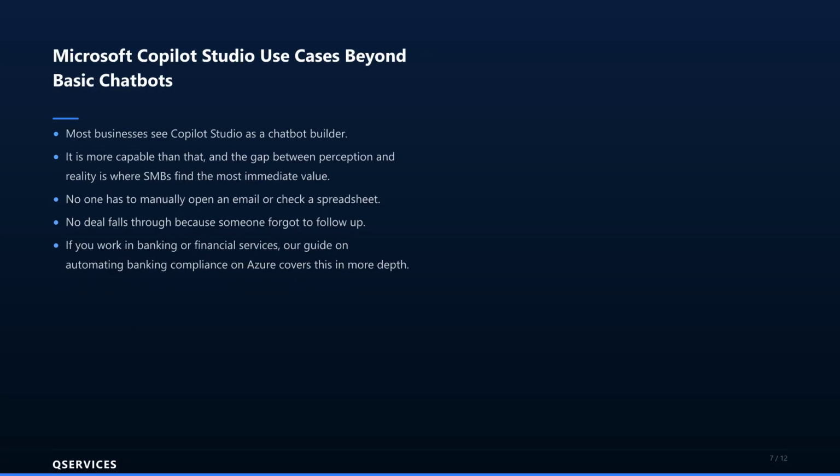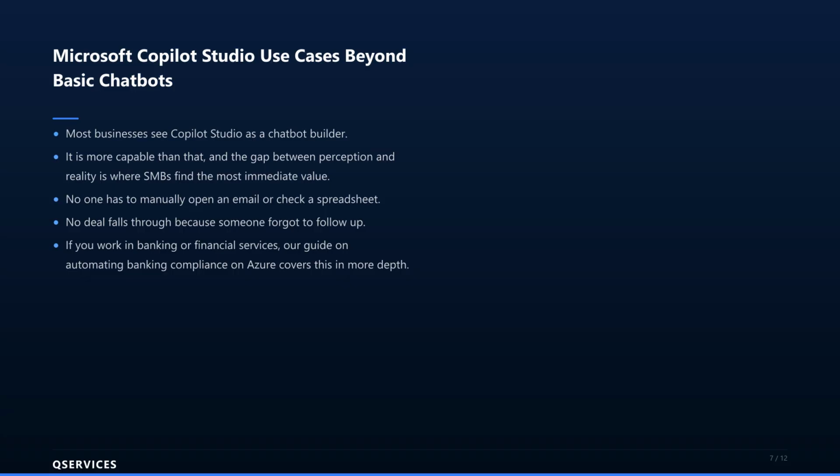Microsoft Copilot Studio use cases beyond basic chatbots. Most businesses see Copilot Studio as a chatbot builder. It is more capable than that, and the gap between perception and reality is where SMBs find the most immediate value. Accounts payable automation: an agent monitors incoming emails, extracts invoice data using Azure Document Intelligence, matches invoices against purchase orders in your ERP, flags discrepancies, and routes exceptions to the right approver. No one has to manually open an email or check a spreadsheet.